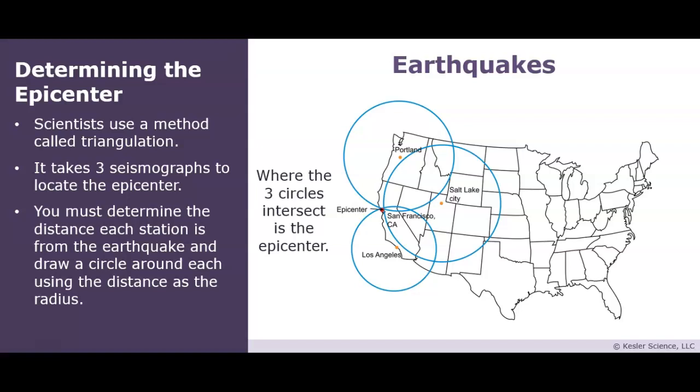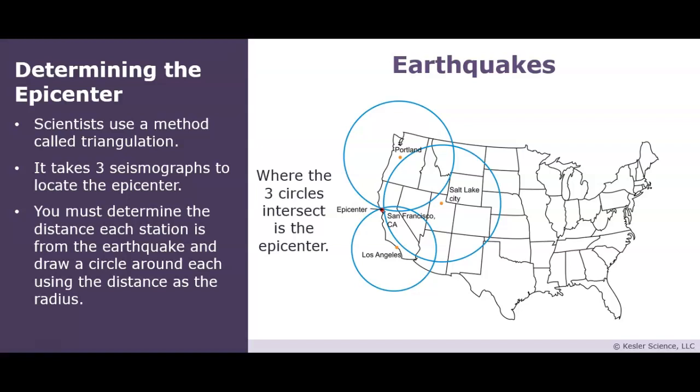And so scientists use a method called triangulation in order to determine where the epicenter actually is. Where did this earthquake happen? Scientists use seismographs that are set up all around the world, and they take the information from 3 seismographs. They determine how long it took the waves to get to each seismograph by measuring the length of time between when the P wave arrived and when the S wave arrived.